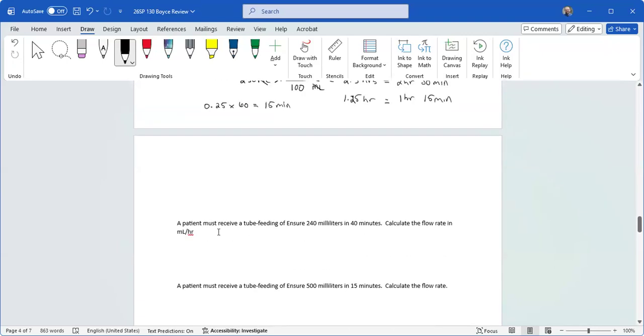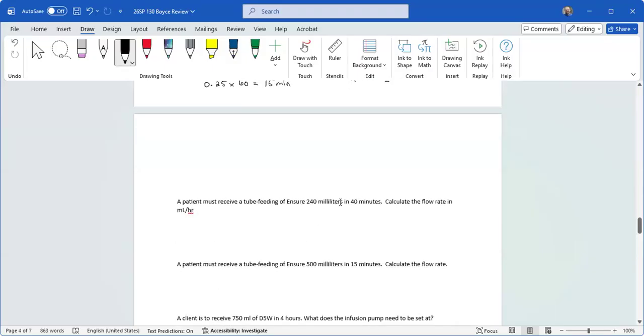So this is one of those questions that I was talking about, where you might have to manipulate time a little bit. For this question, it gives you the time in minutes, but remember it's asking you the flow rate. And if we're asking for flow rate, even if it doesn't tell you the units that you're looking for, it's going to be milliliters per hour. That's kind of the standard for your infusion rates.